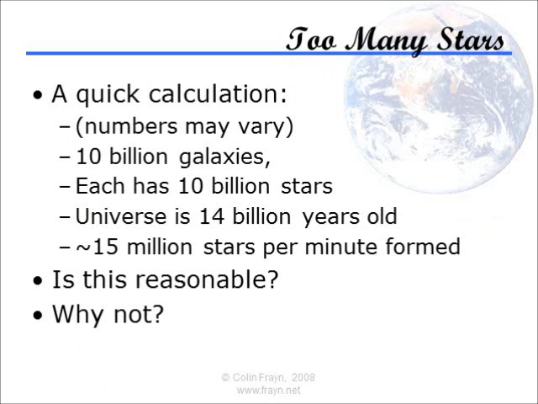Are there too many stars in the universe? A quick calculation shows that there are around 10 to the 20 stars in the universe. That's 100 million million million stars, give or take a few. That's an awful lot, and if you divide that by the age of the universe, you work out that, assuming a constant rate of star formation, there's 15 million stars per minute being formed somewhere.